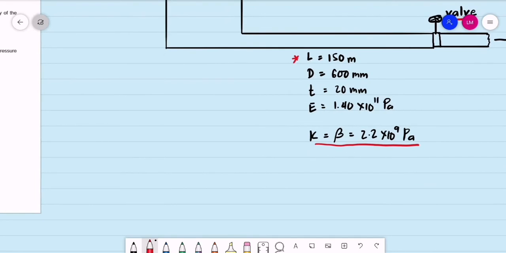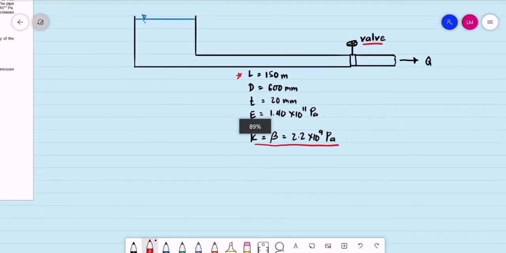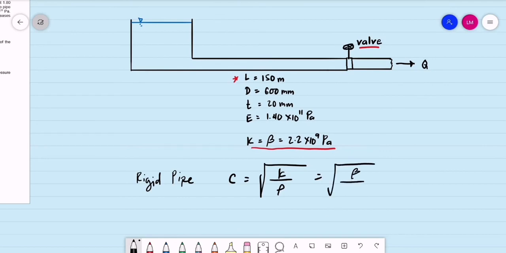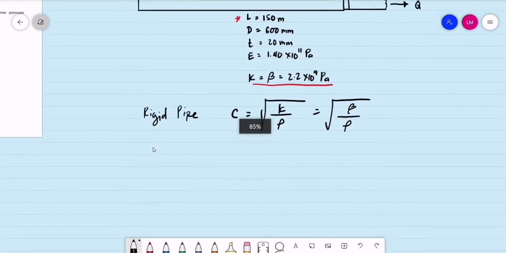So paki-memorize. So sa water hammer pressure, meron tayong two cases. Yung una is yung kapag meron tayong rigid pipe. Paano mag-compute ng celerity kapag rigid pipe? Yung celerity is the square root of K divided by the density of water. Or minsan, kung sa ibang reference, ito yung beta over the density. That is for rigid pipe.